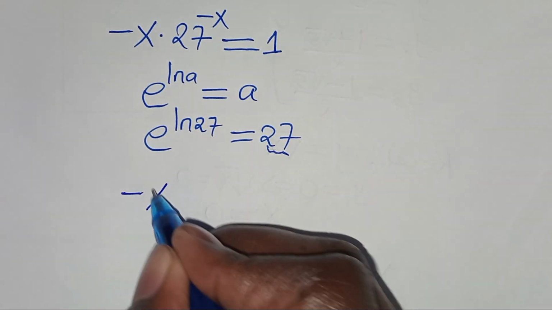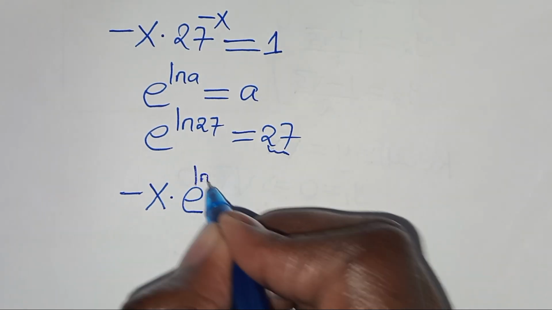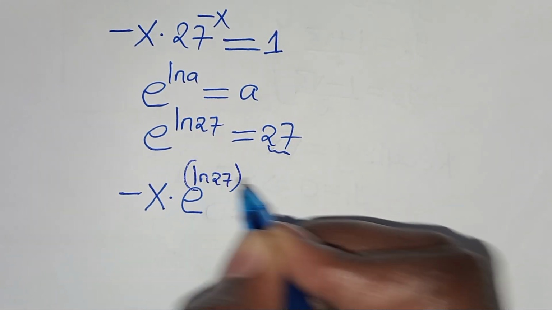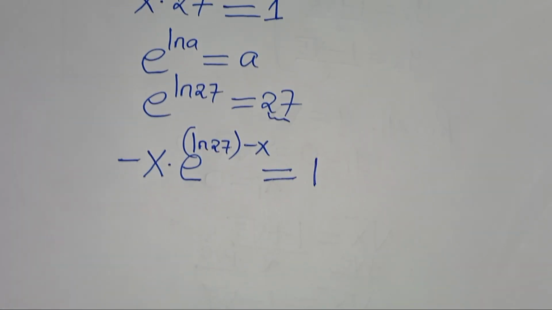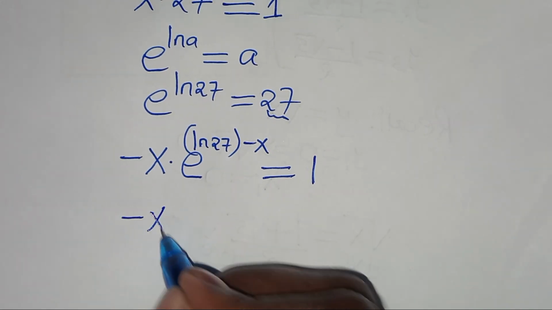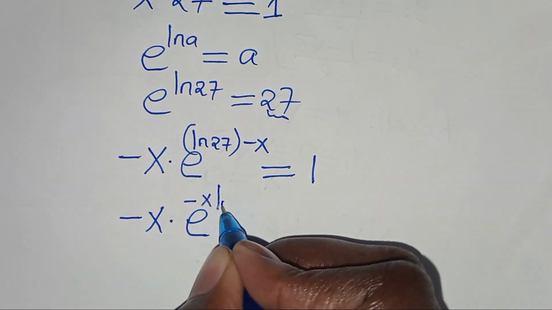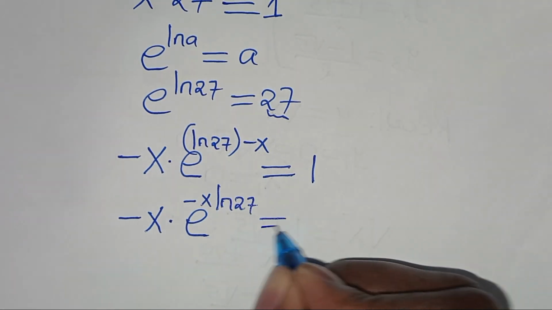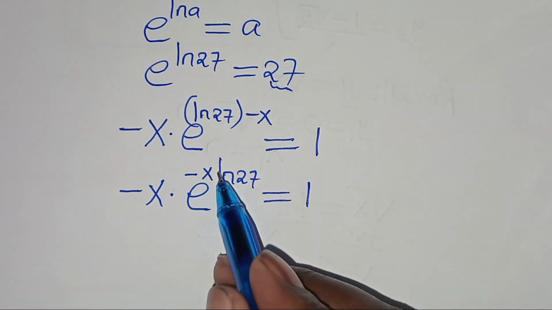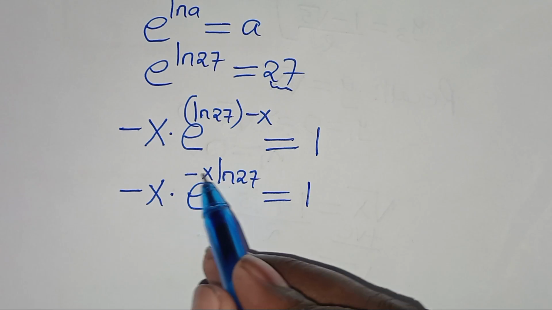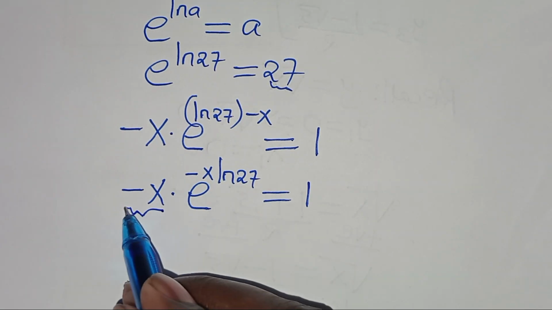So this is minus x multiplied by e to the power of ln of 27 times minus x. So this is equal to 1. So this implies that here we have minus x multiplied by e to the power of minus x, then ln of 27. This is equal to 1. Now, we have minus x, that is the power here, and then the coefficient here is minus x.